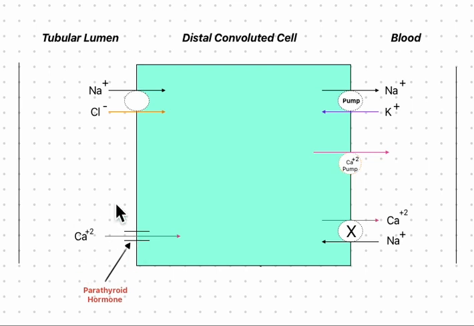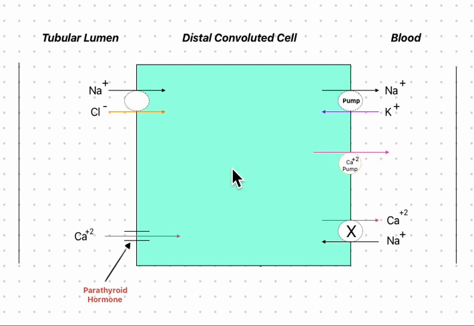Also, there is an important hormone which is the parathyroid hormone. It is released by the parathyroid gland. This hormone increases the calcium absorption by acting at the luminal channel which is transporting calcium into the cell. It increases the insertion of calcium channels on the luminal side, which in turn increases the calcium reabsorption from the tubular lumen into the distal convoluted tubular cells.